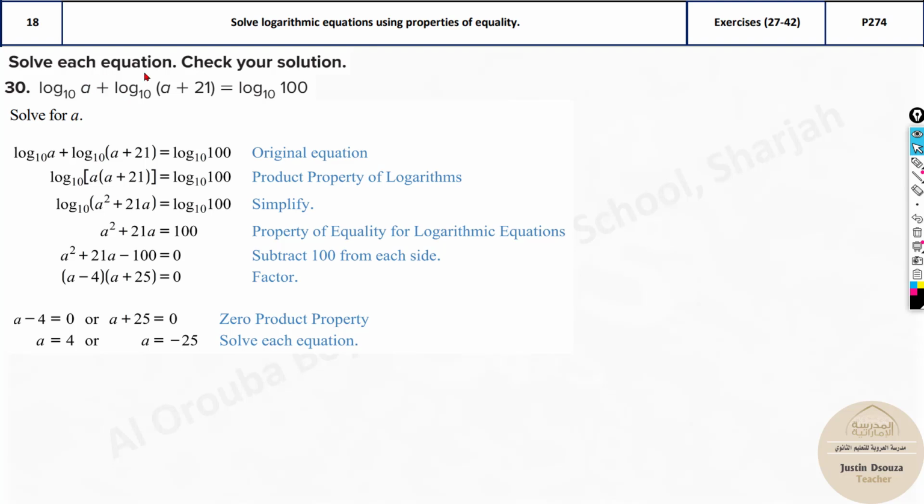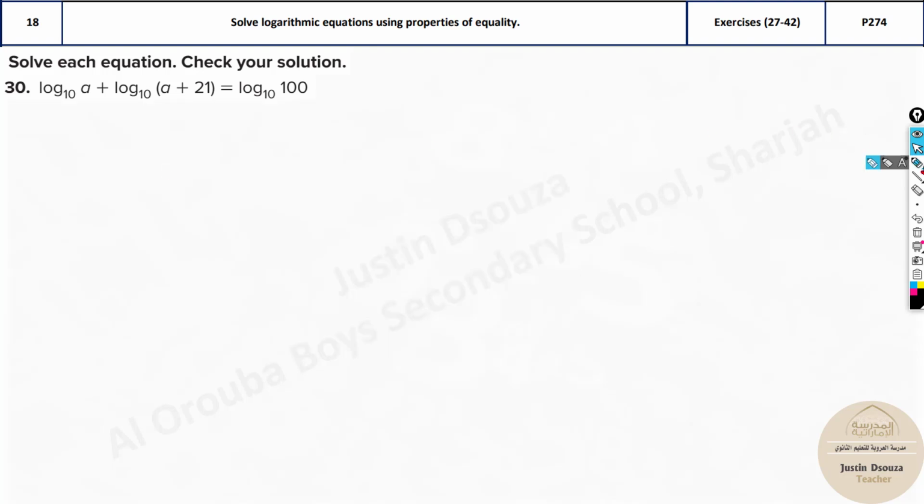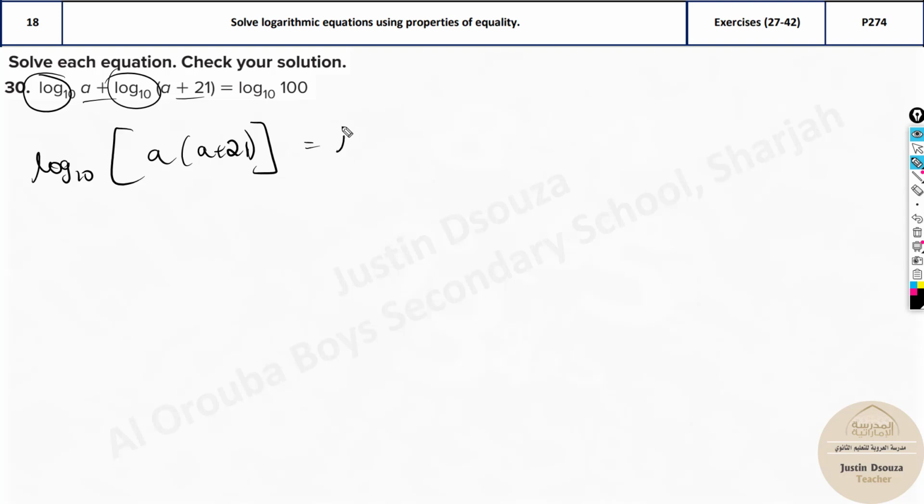Now what is this? A multiplied by this term, a plus 21. I hope this is clear. I'll do this one because it's a little different. Here the logs have the same base, so you just have to multiply. It's plus; if it was minus it would be division. So you write log a, a multiplied with a plus 21, and close the bracket. That must be equal to log base 10 of 100.